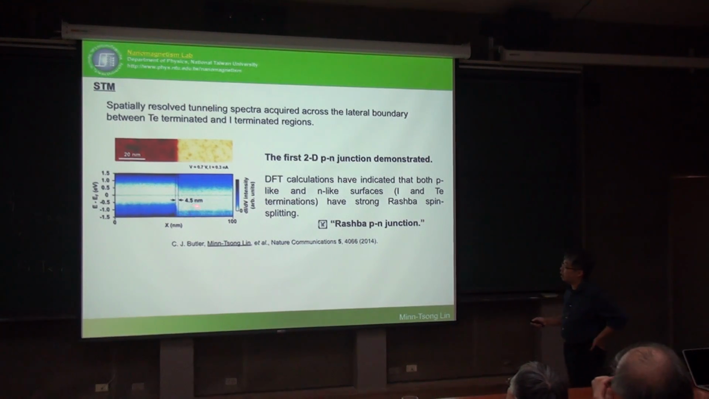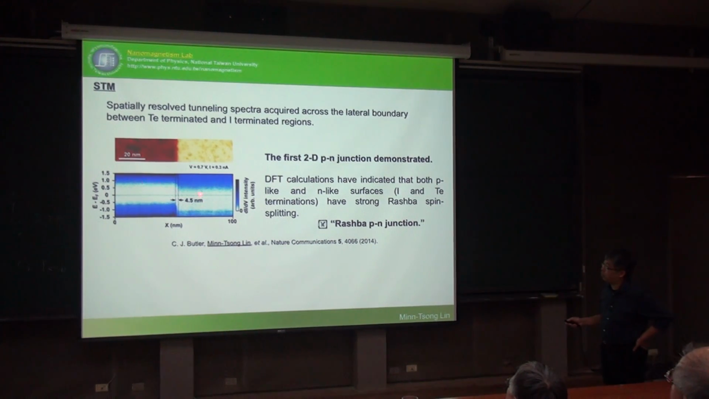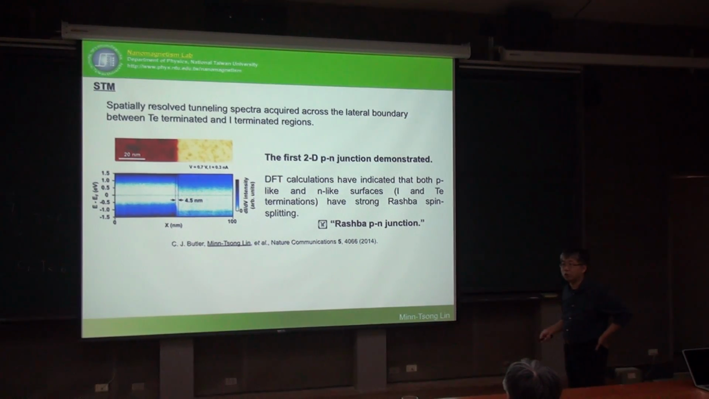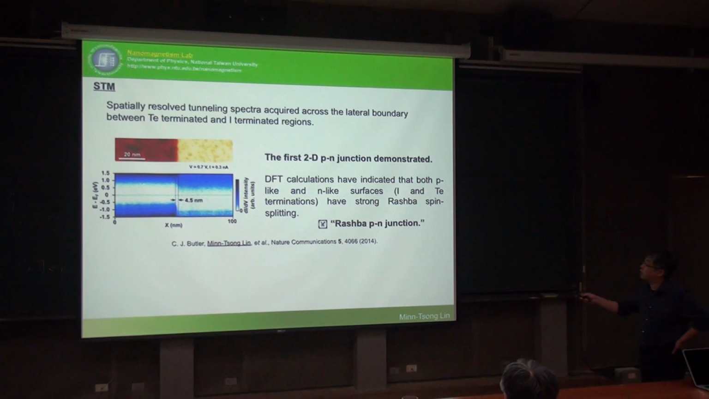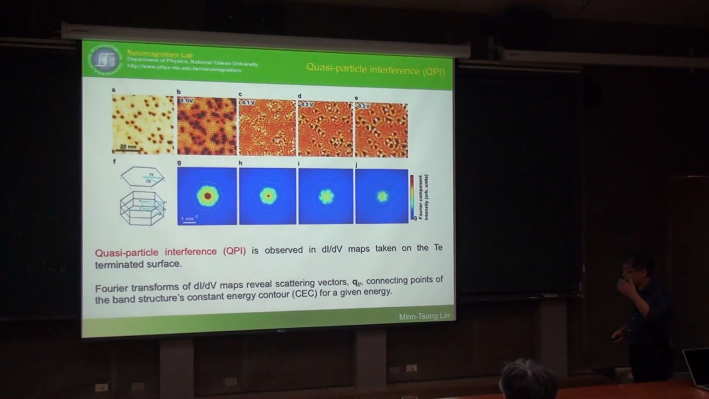You can see it is a very beautiful microscope. In STS, you can see the band structure here, representing the typical behavior of a p-n junction. Here it is around 4.5 nanometers. You can see the picture here. That is one work that has been done. It was the first time to really demonstrate a two-dimensional p-n junction in such a material, which was actually predicted.